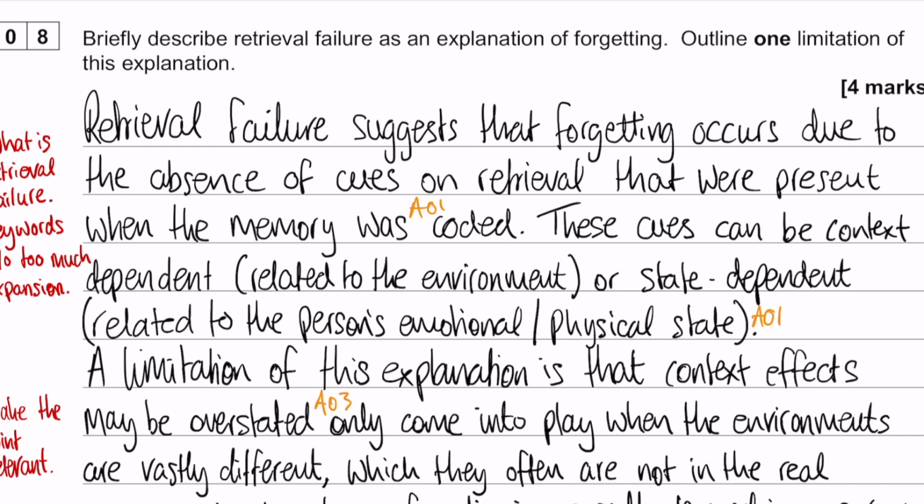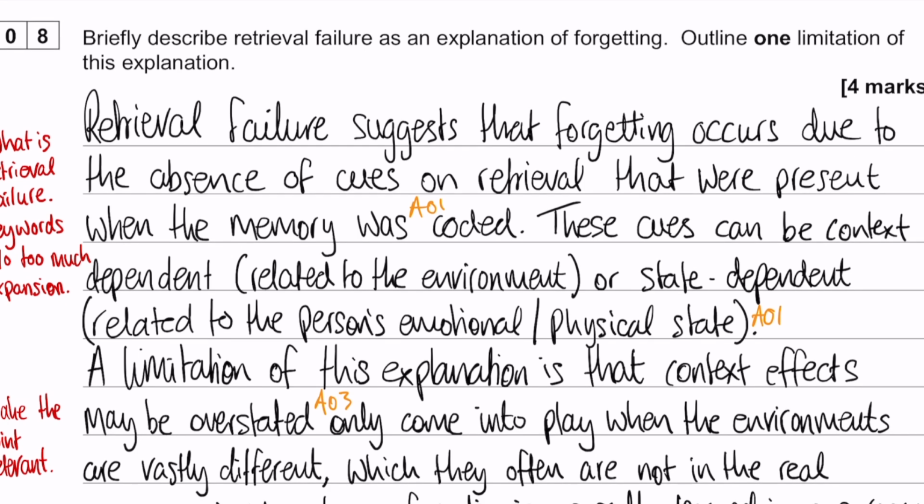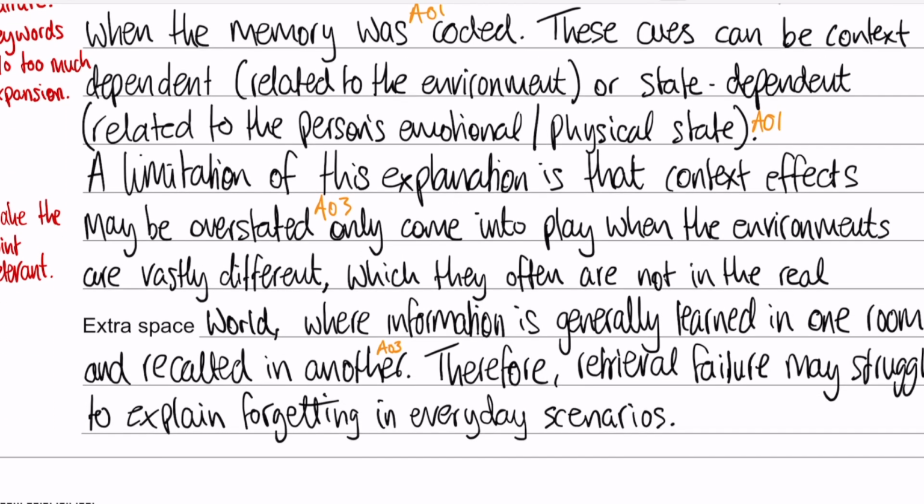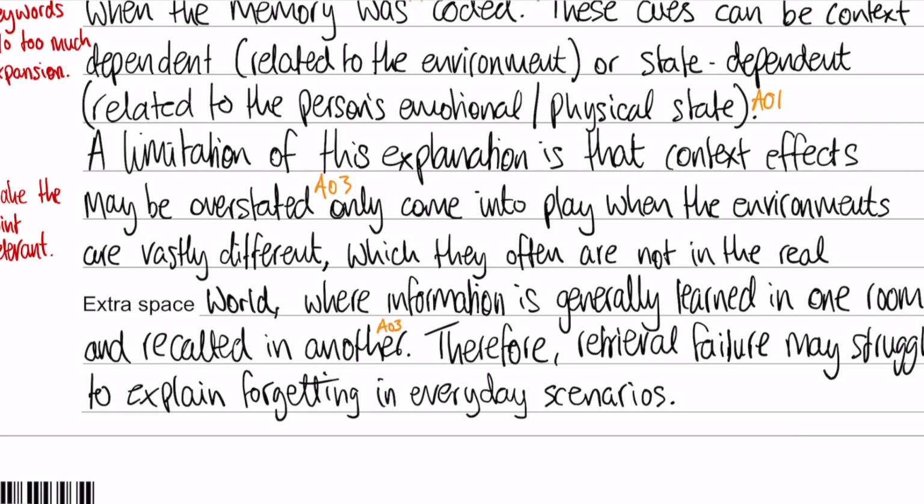My second bit of detail is that these cues can be internal or external, or I've gone for context dependent or state dependent, with a little explanation as to what that is: related to the environment, or related to a person's emotional or physical state. Then my limitation is that context effects may be overstated and only come into play when the environments are vastly different, which they often are not in the real world.